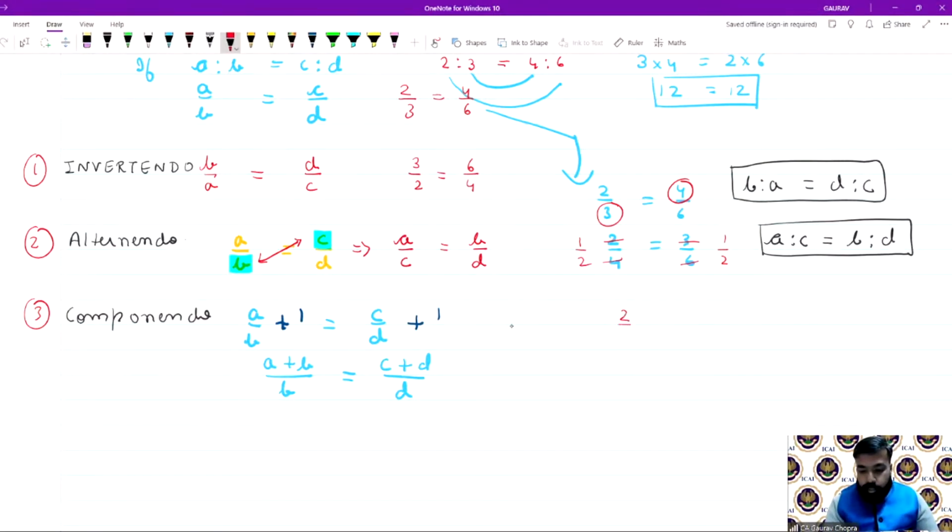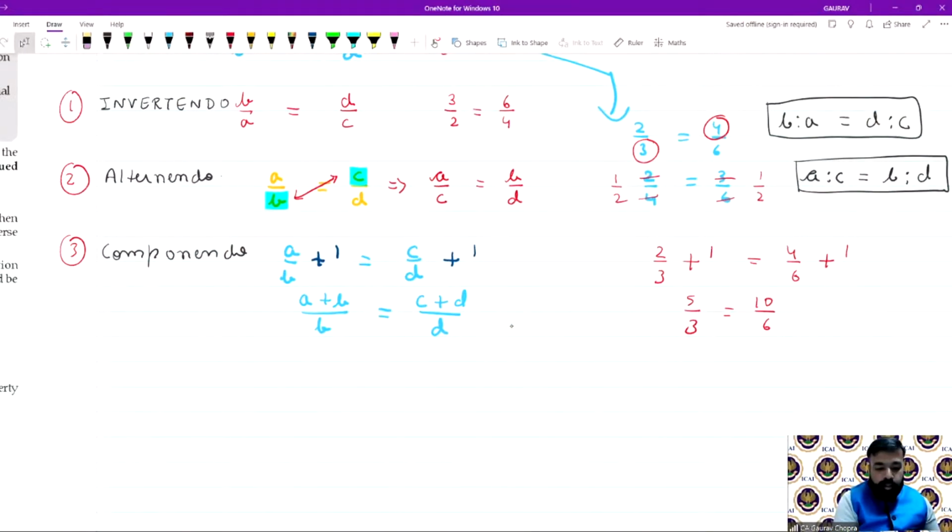Like again, continuing the example, 2 by 3 plus 1 and then 4 by 6 plus 1. So we are adding 1 on both sides. So what is coming? 5 by 3 is equal to 10 by 6. So still both are equal. So since both are equal, we can say that this is componendo and it is following proportion. So this is the third property of proportion, which is known as componendo. All right. Now, next comes dividendo. Let's just write the fourth one, dividendo.